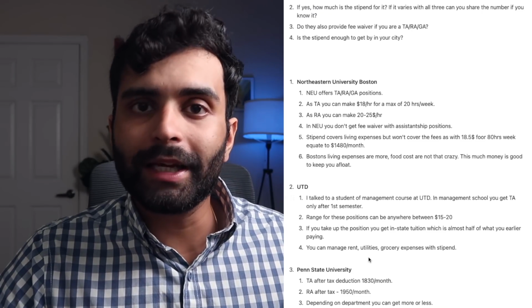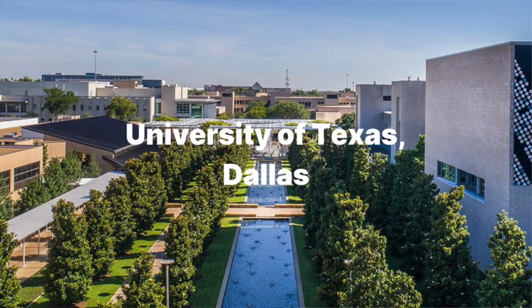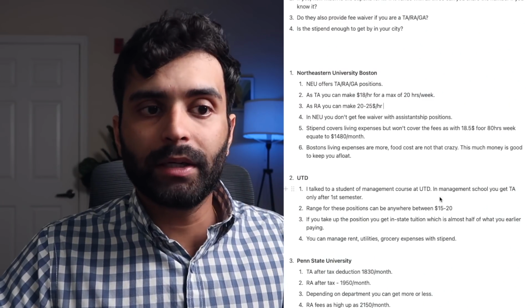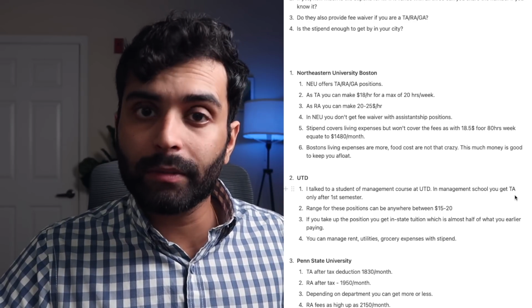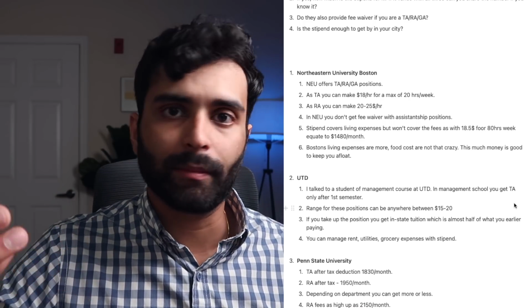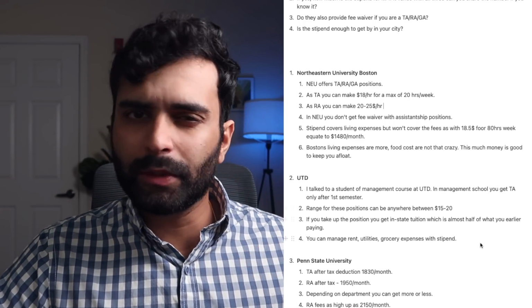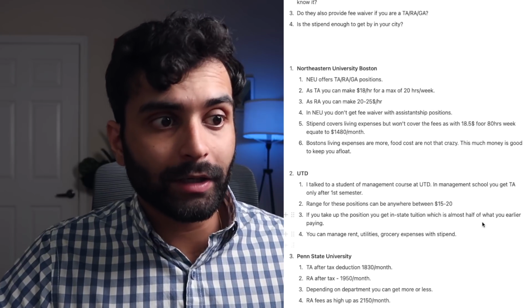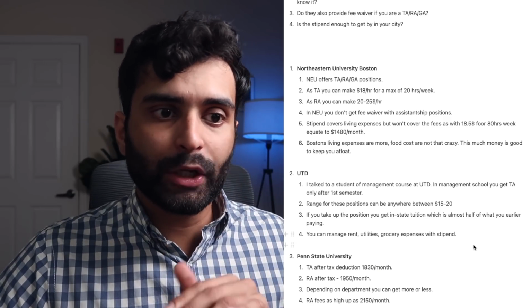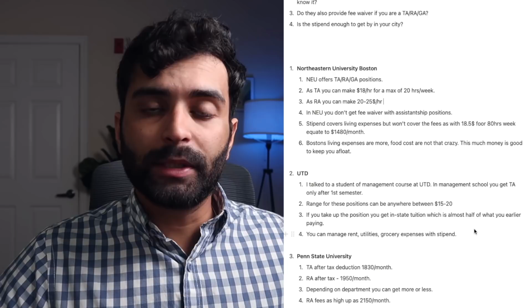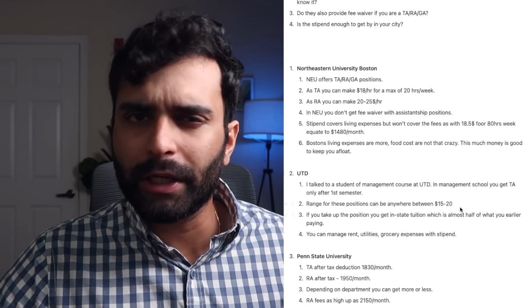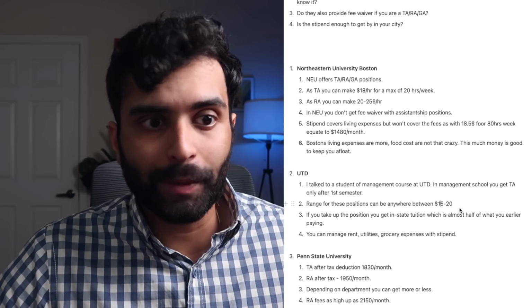When it comes to UTD, which is University of Texas in Dallas, I talked to a management student at UTD. In management school, you get a TA only after the first semester, but this would be a different case, let's say, in computer science or in mechanical engineering. The range of the positions could be anywhere between $15 to $20. And if you take up a position, you get in-state tuition fees. Now remember, this is for the management school, but engineering school might be different. But this number, $15 to $20, is pretty common for how much a student would be making.